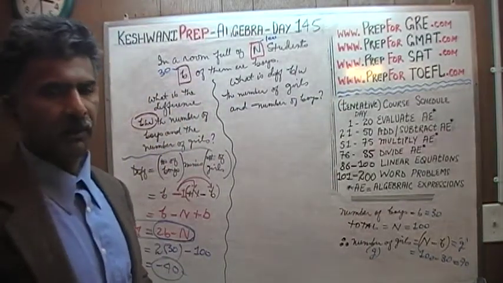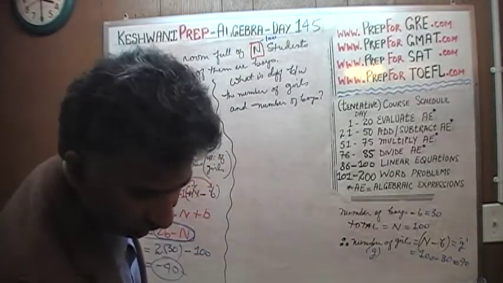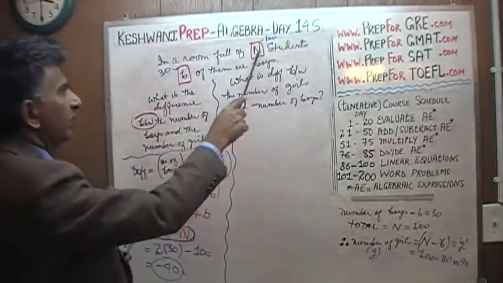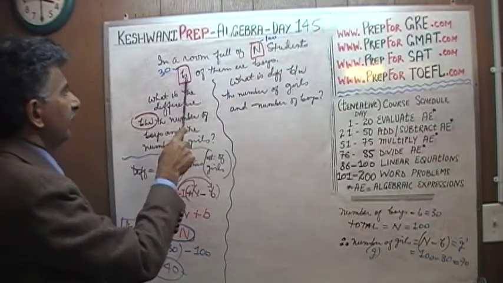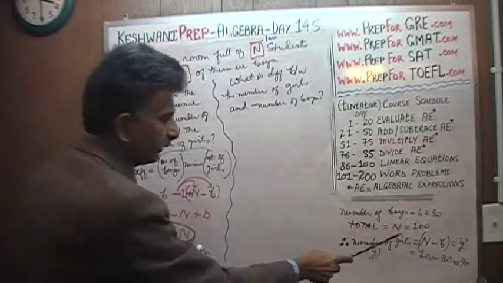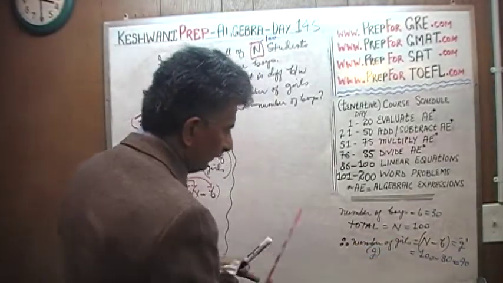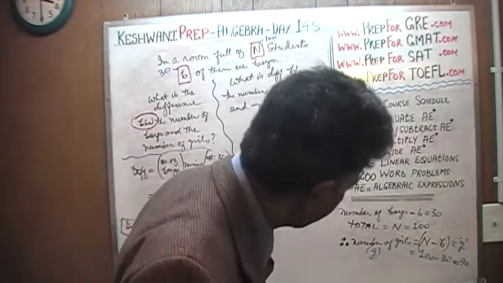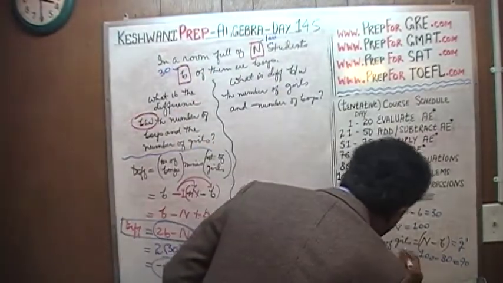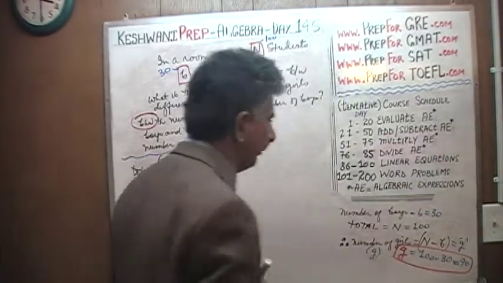Again, we're going to plug in the same number as before. We're not going to change that. Let's pretend that there are 100 total students. Let's plug in 100 for n. Let's pretend that 30 of them are boys. If 30 of them are boys and there are 100 altogether, the number of girls must be 70.